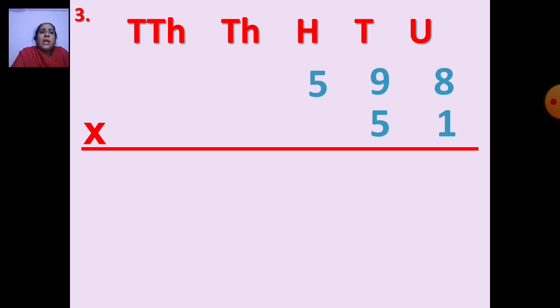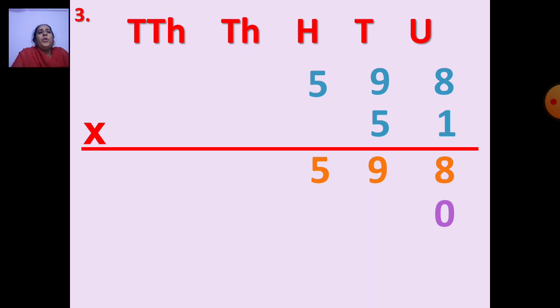So 1 8s are 8. 1 9s are 9. 1 5s are 5. Now when we are going to start the second number, what do we have to do? You have to put 1 0.